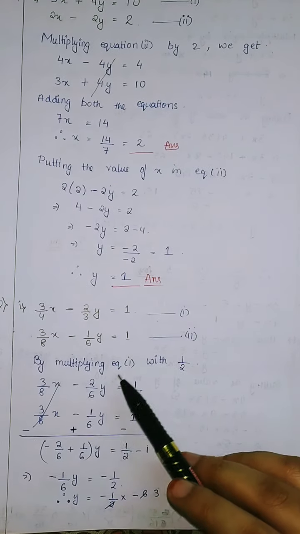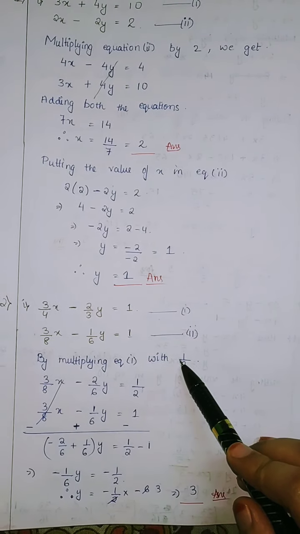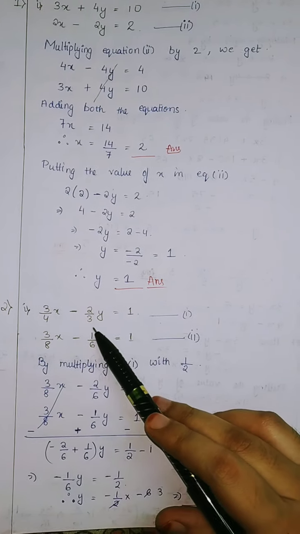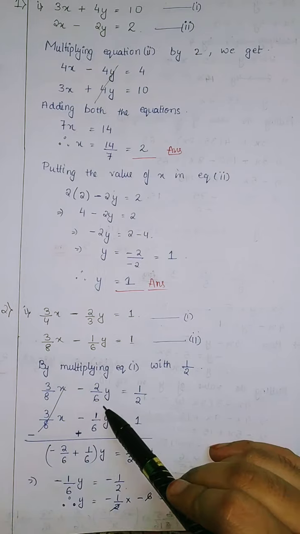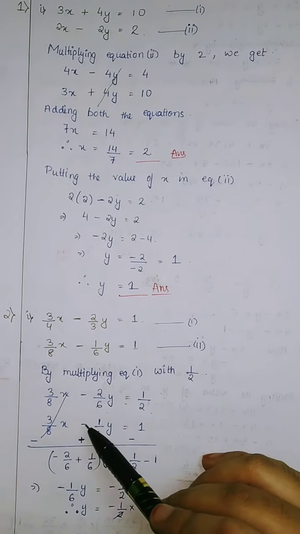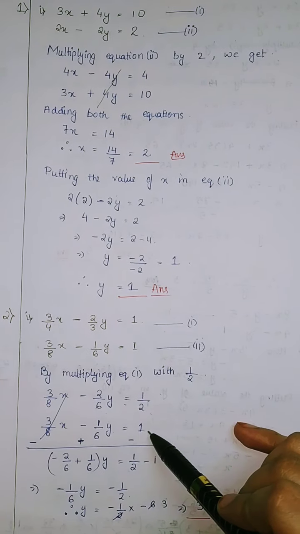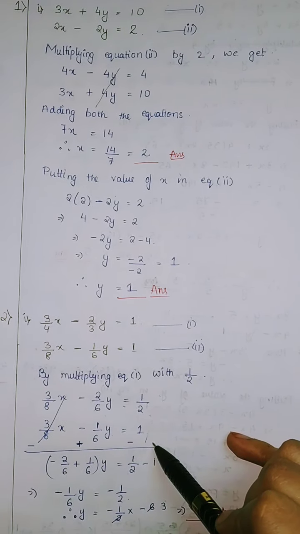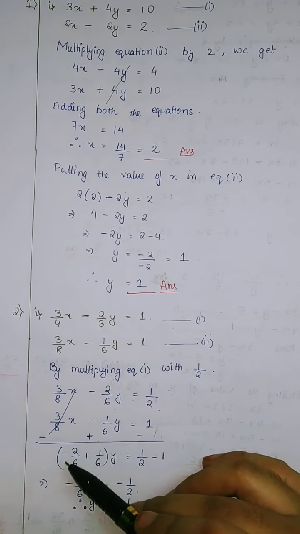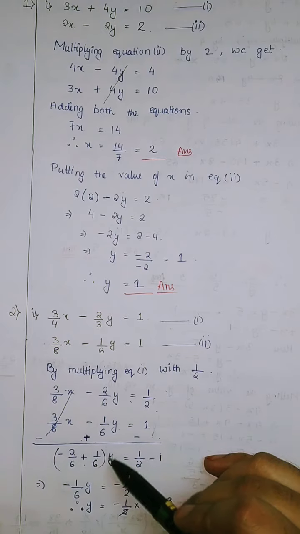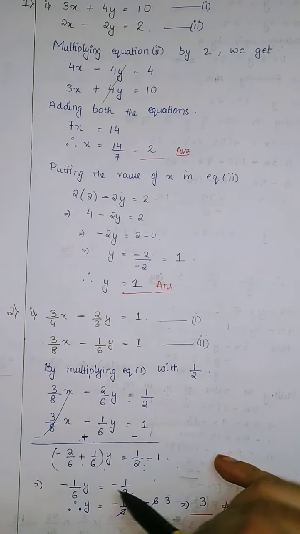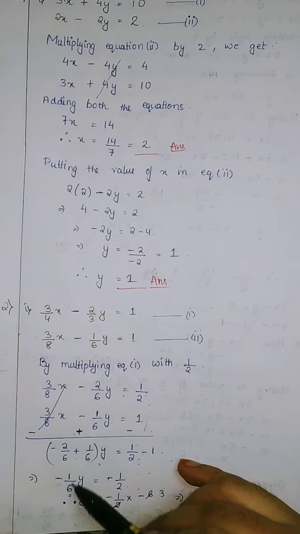So multiplying the first equation with 1 by 2, we are getting 3 by 8x minus 2 by 3 into 2, that is 6, so 2 by 6y, is equal to 1 by 2. Now the next equation we'll write: 3 by 8x minus 1 by 6y is equal to 1. Now subtracting the two equations, when we subtract, this will be converted to plus. So it will be minus 2 by 6 plus 1 by 6y is equal to 1 by 2 minus 1. So 1 by 2 minus 1 will be minus 1 by 2, and here it will be minus 1 by 6.